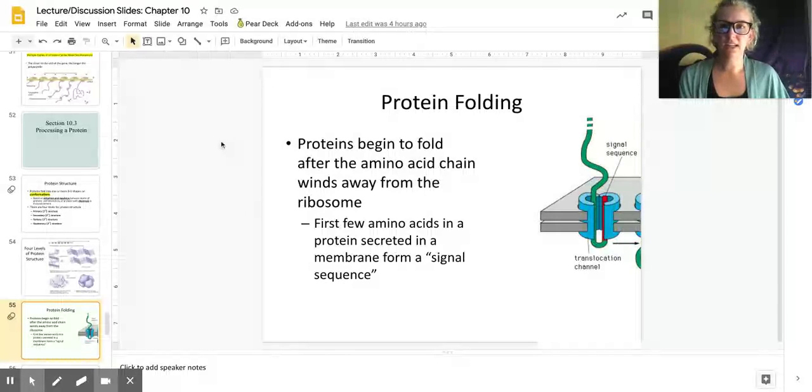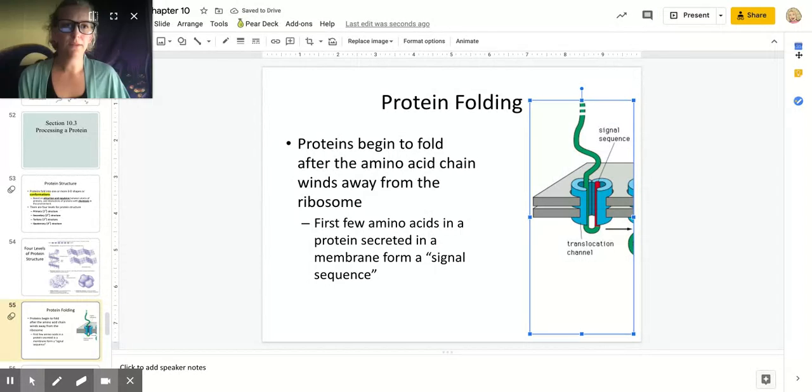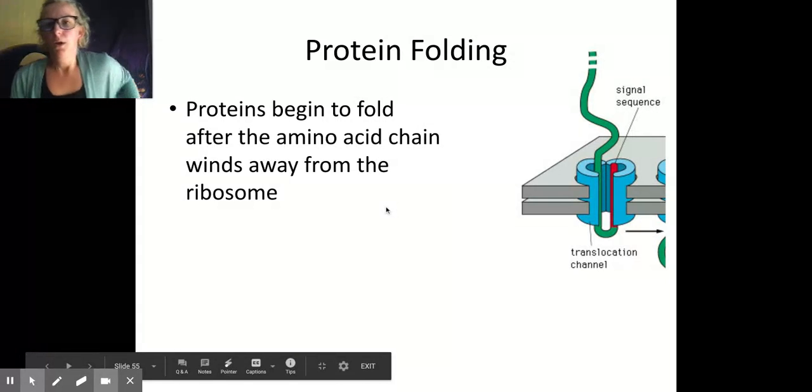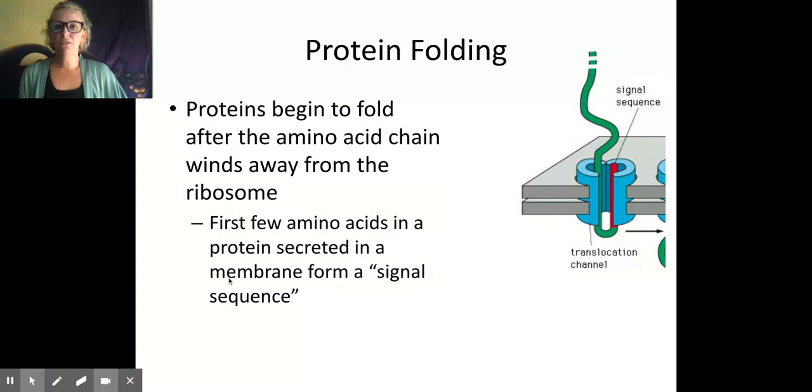Looks like this slide is not showing up all the way. I'm going to pull this image over just a little. There we go. Okay, so protein folding. Once again, proteins begin to fold right after they leave the ribosome. The first few amino acids in the protein essentially are what are called a signal sequence. And that signal sequence is basically then embedded into a membrane. And so once it's embedded into the membrane, then that protein is somewhat held in place while the rest of the shaping can occur.